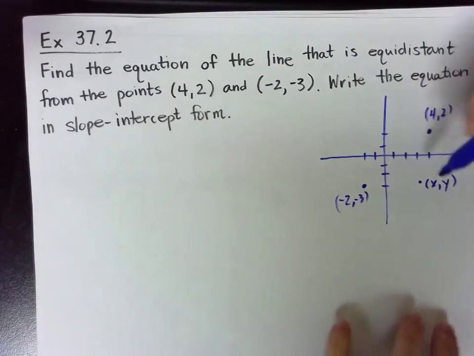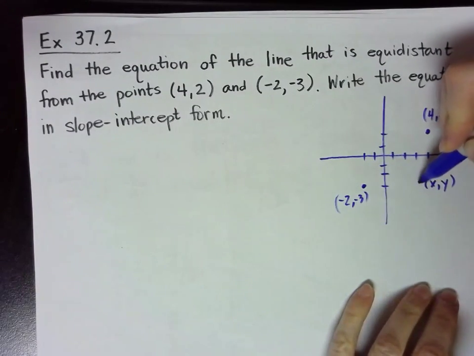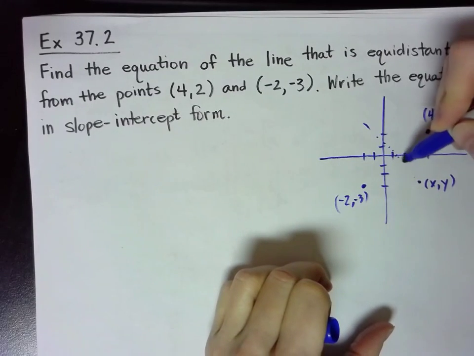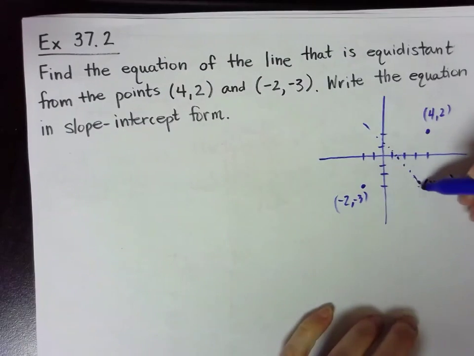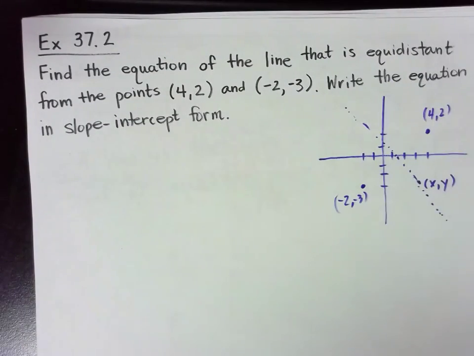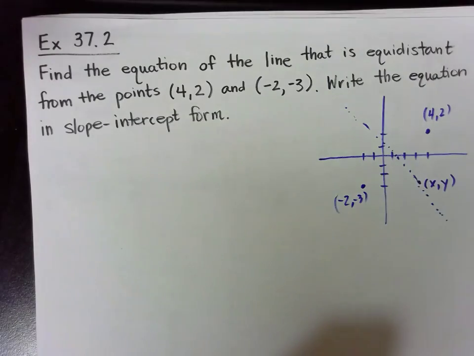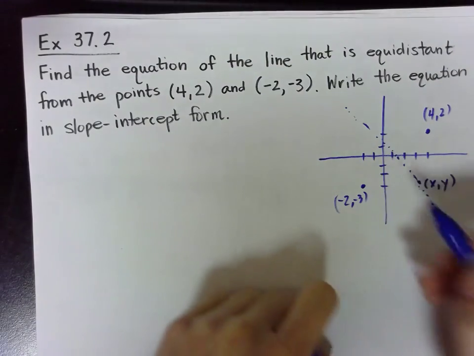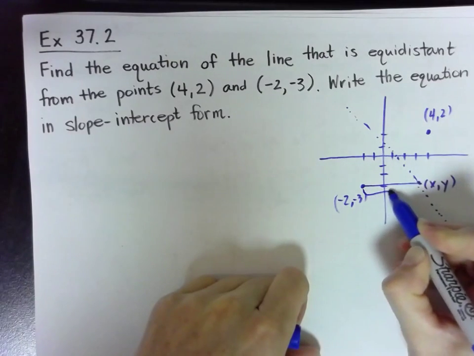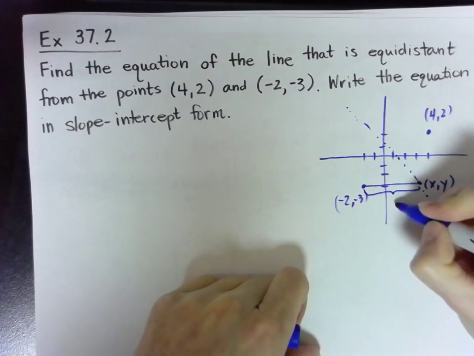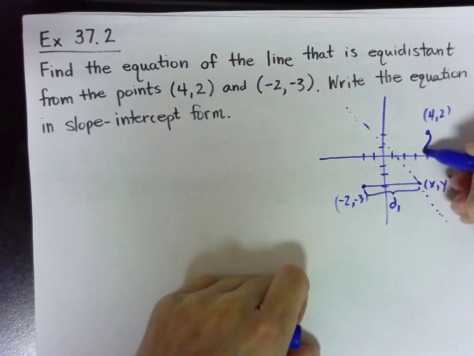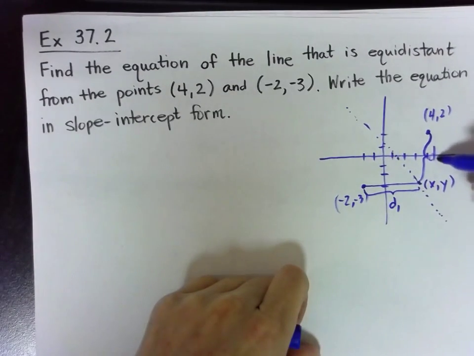There are lots of other points on this line. Let's say it kind of looks like this. So I could pick any point (x, y) on that line. And after I pick that point, I know that if I were to draw this segment right here, I'll call this distance number 1, it would be exactly the same as this distance right here, and I'll call this distance number 2.